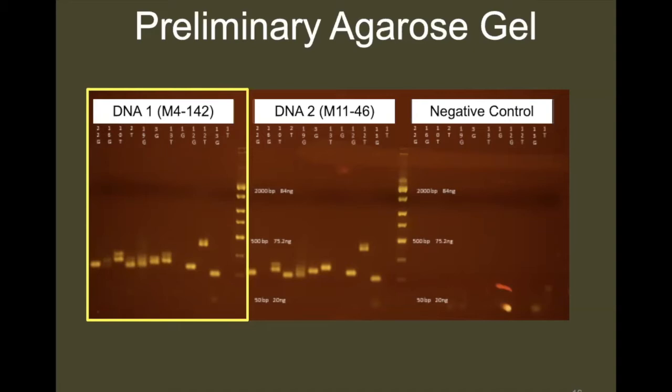We actually used water, so you can know that if nothing amplified there, then you're pretty good as far as your control goes. Back to the first yellow box, on the far right side of the yellow box, you see those bands going up and down the entire length. That is our size standard that allows us to say that these bands are at a certain size. Underneath where it says DNA 1, those are the different microsatellite primer pairs that we were testing against this DNA. You can see that those are the tested primer pairs against that one DNA sample.